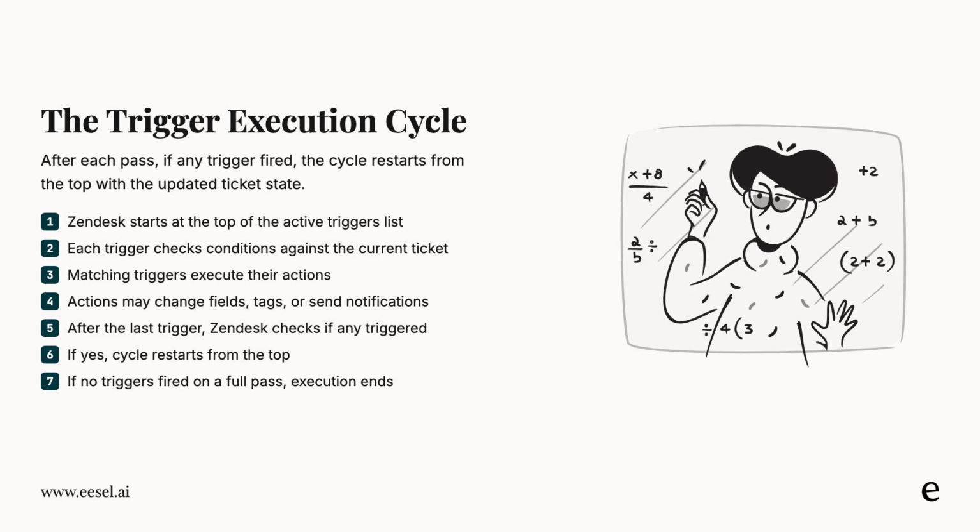After every ticket change, Zendesk runs your full trigger list from the top. If any trigger fires and modifies the ticket, the cycle immediately restarts. This continues until an entire pass completes with 0 triggers firing. One ticket update can cause your triggers to run multiple times, which is by design for chaining workflows.